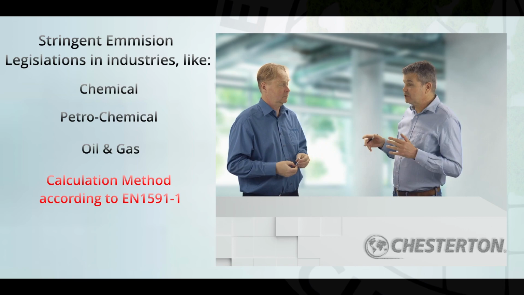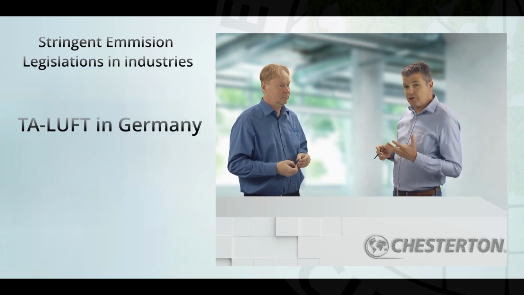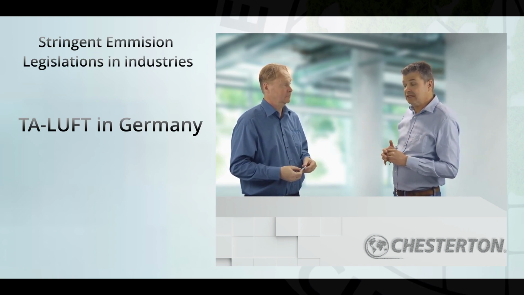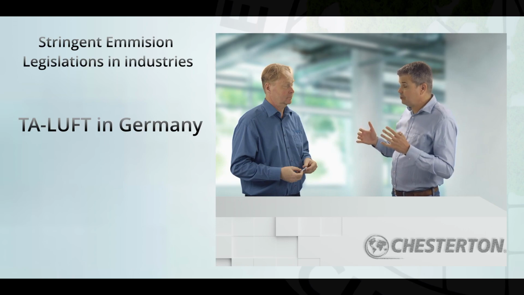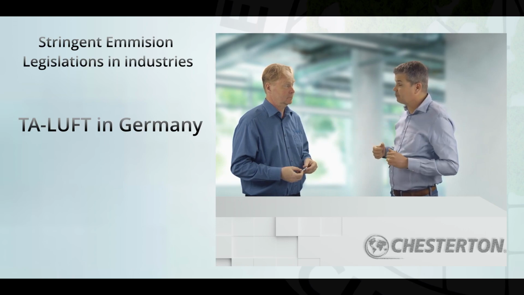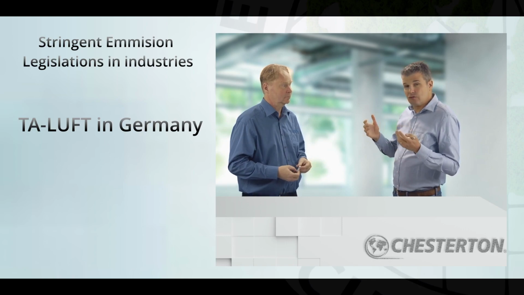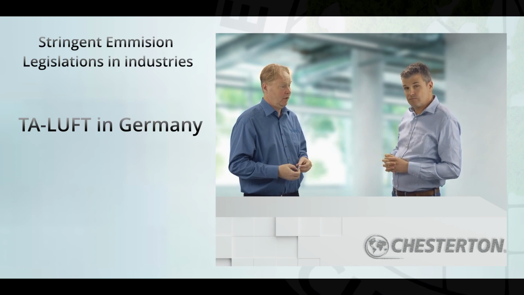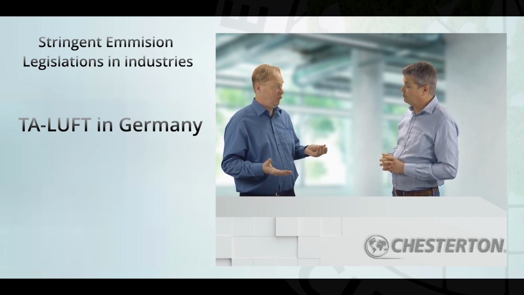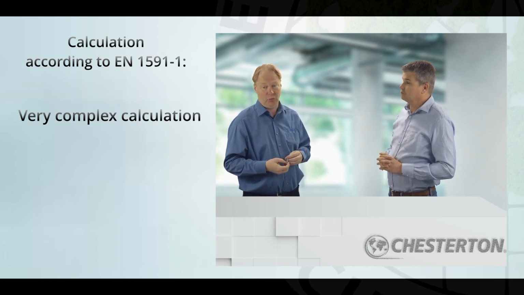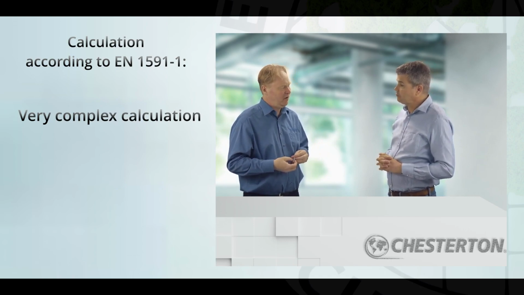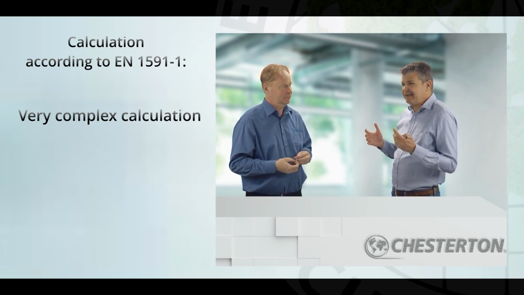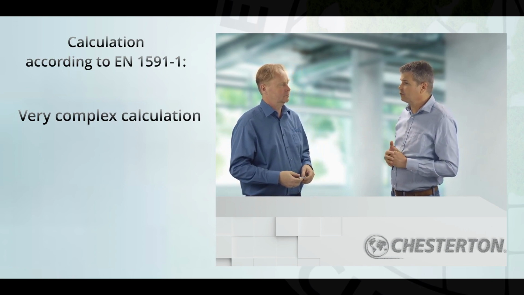And I can give you specifically an example of Germany. In Germany you have the emission legislation that's called TA-Luft. And the TA-Luft specifies that you need to tighten your flanges using a torque that is calculated with this particular calculation method. Okay. And when I look at the formulation of this 1591-1 calculation, it's very, very complex, isn't it? It's a relatively complex calculation that can really only be done with the use of software.